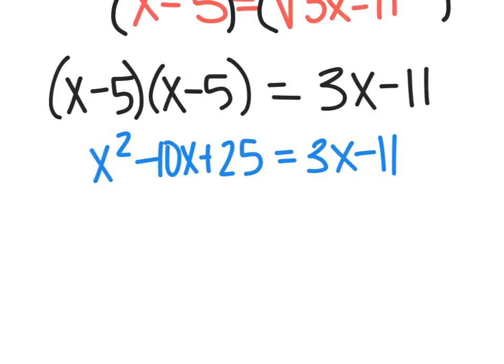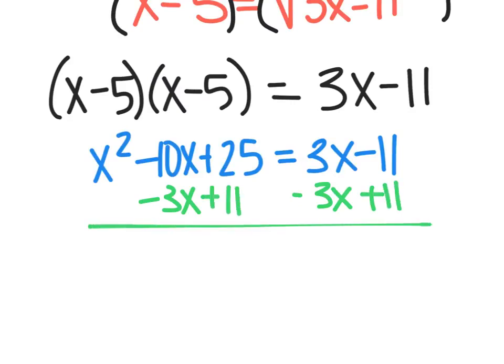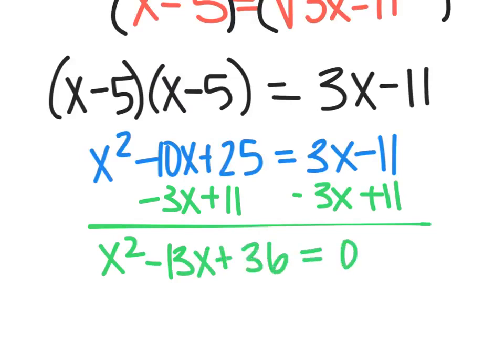So that means I need to move the 3x over. So I'm going to subtract 3x from both sides, and I'm going to add 11. I'm going to do those in the same step because I like to save room. You can do them in two separate steps if you want to. It's fine. X squared minus 13x plus 36 equals 0. And that's what I need. Anytime I have a quadratic, I have to get it to equal 0.